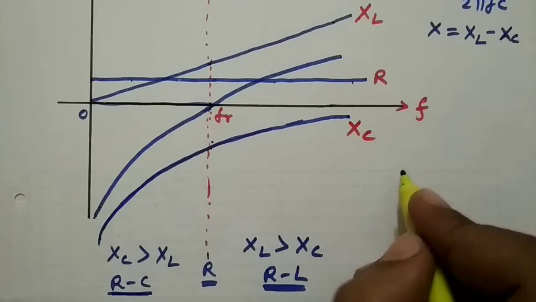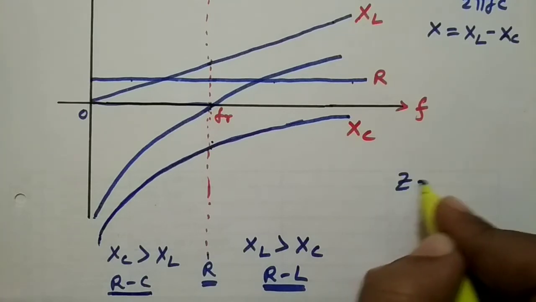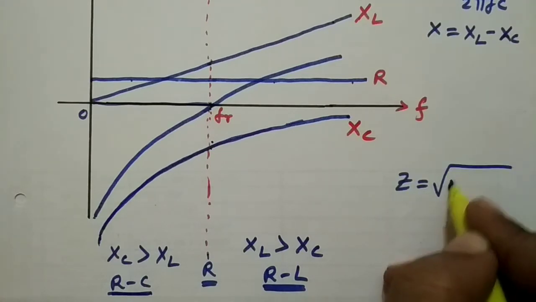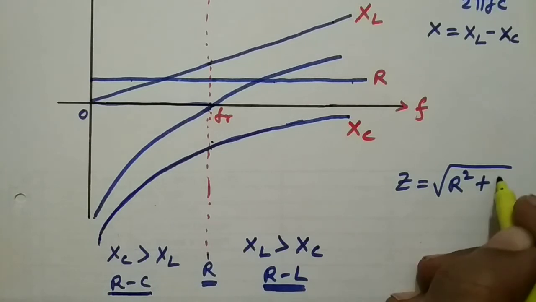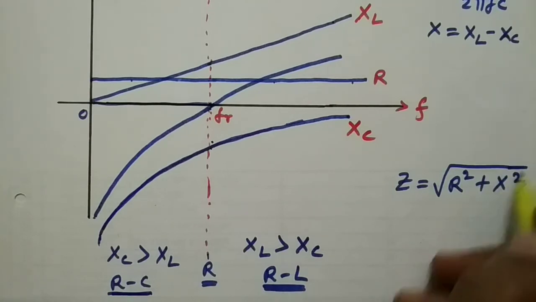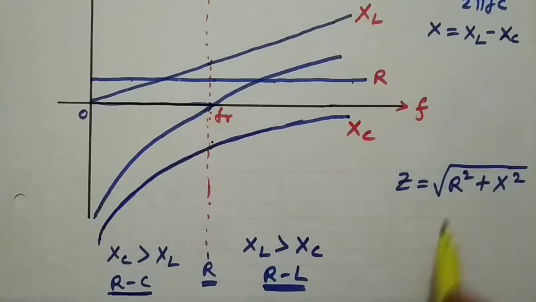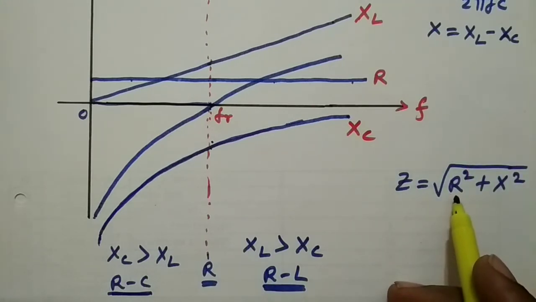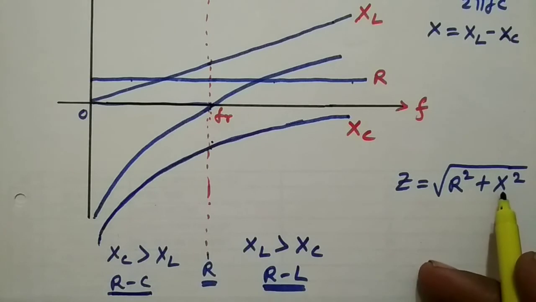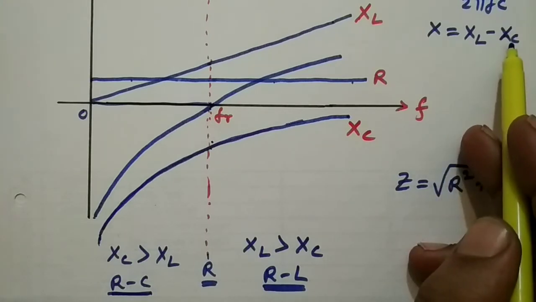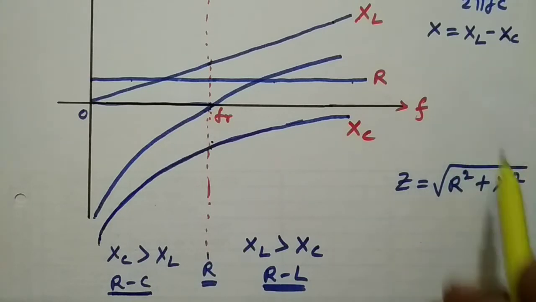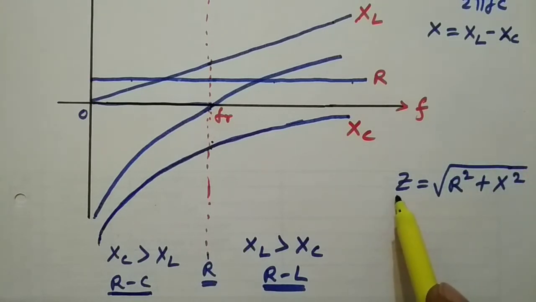The next part is the impedance, and it is the square root of R square plus (XL minus Xc) whole square, or we can say the square root of R square plus X square, where X is the net reactance. Here R is the constant. So at lower frequency, the value of X is very high because the capacitive reactance is very high. Therefore, the impedance will be maximum.